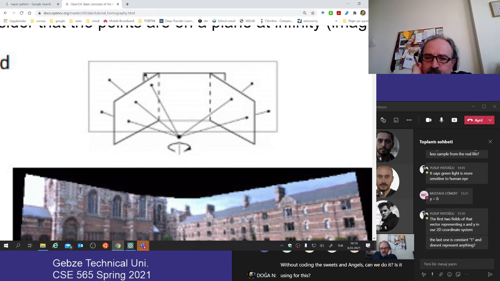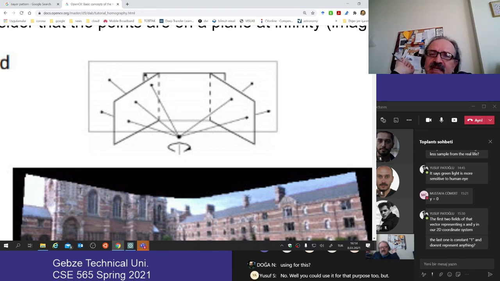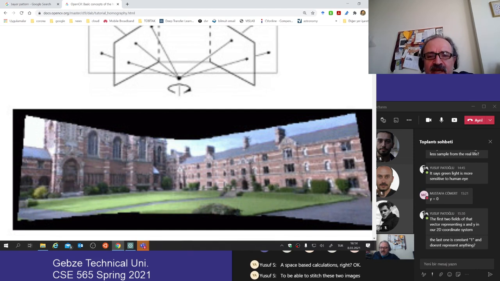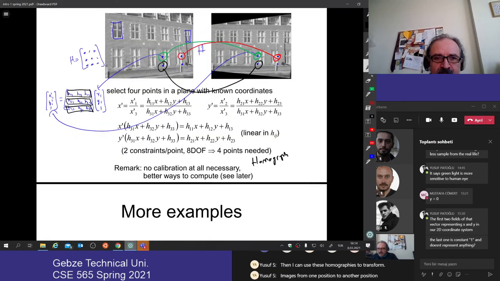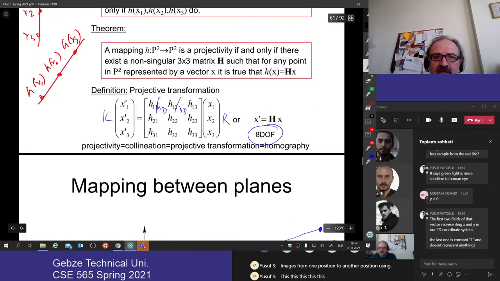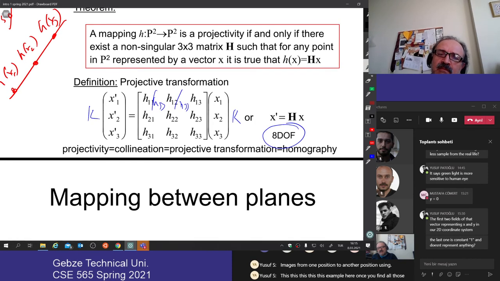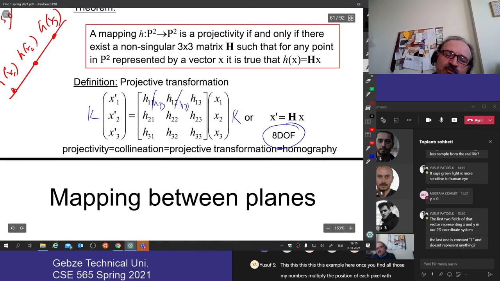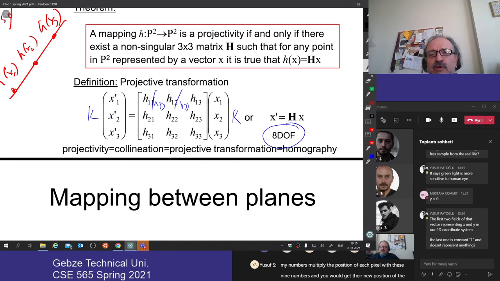No, well, you could use it for that purpose too, but the homogeneous coordinate system makes it very convenient for us to do space-based calculations, right? To be able to stitch these two images, I need to find the correspondences between them. Once I find them, then I can use these homographies to transform images from one position to another position using this example here. Once you find all those nine numbers, multiply the position of each pixel with these nine numbers and you would get the new position of the pixel. And I don't have to deal with whether this pixel is at infinity, or if this pixel is next to the other one, etc. This is just very convenient for me.